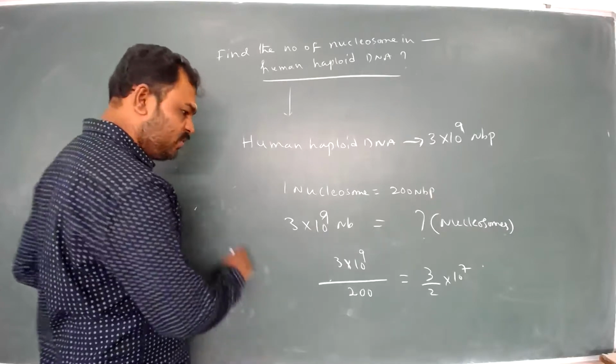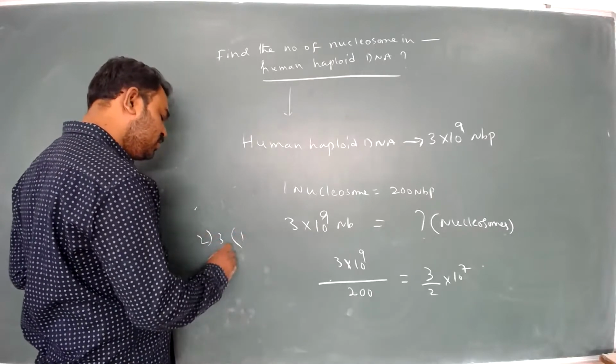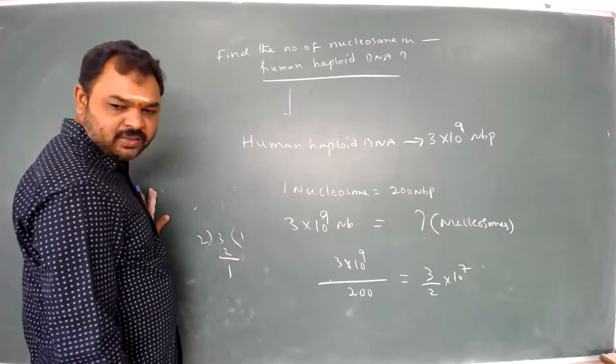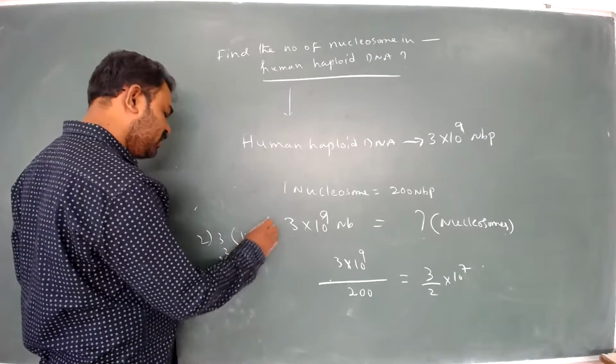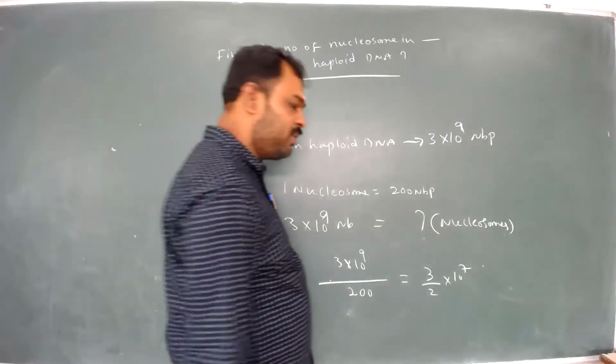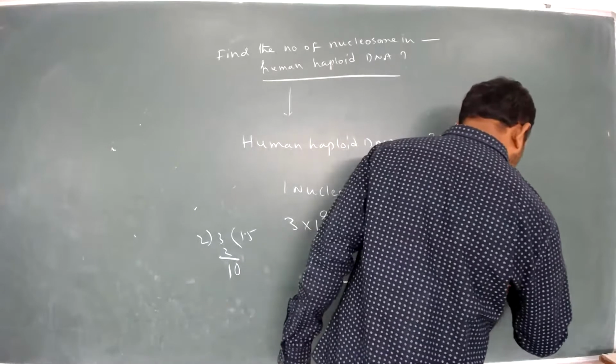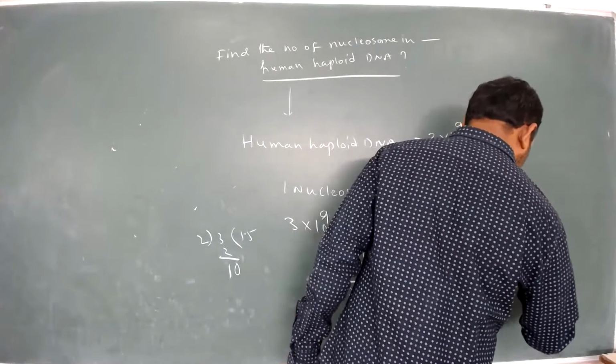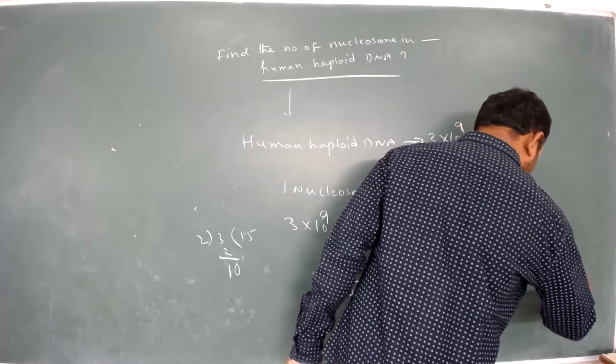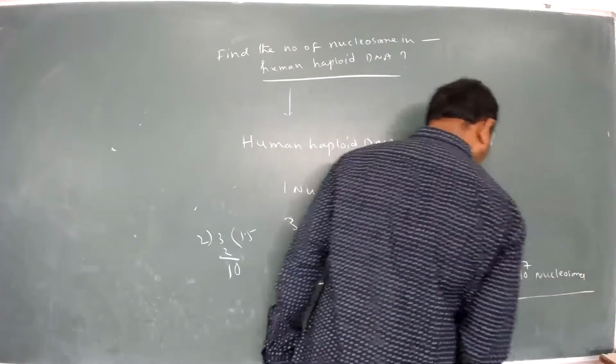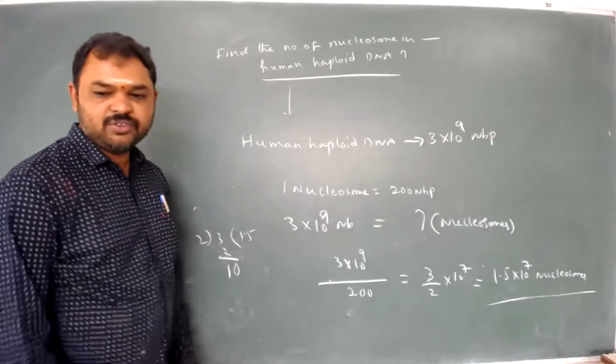2 1 jars, you can do this here, 1 jars 2, what will be there? 1. Then 0.025 jars, so 1.5 into 10 power 7. This is the answer, 1.5 into 10 power 7 nucleosomes. How many nucleosomes are there? 1.5 into 10 power 7 nucleosomes, answer.